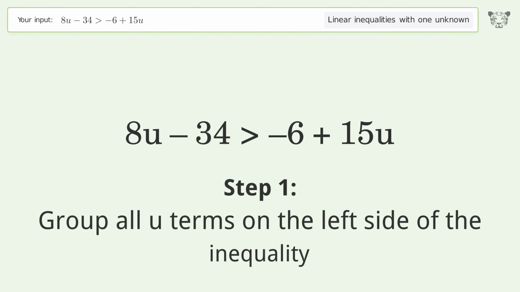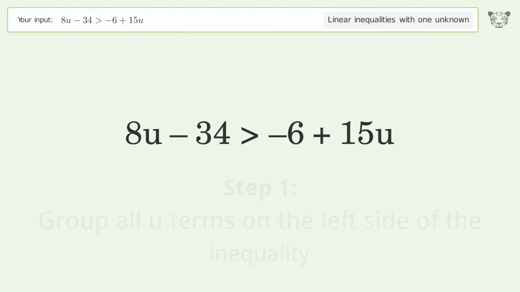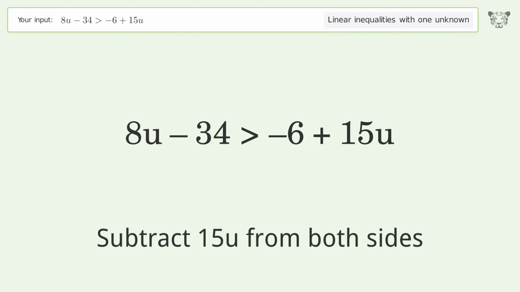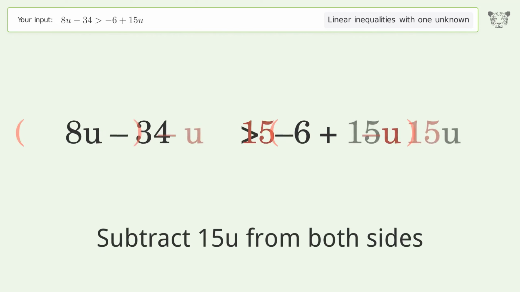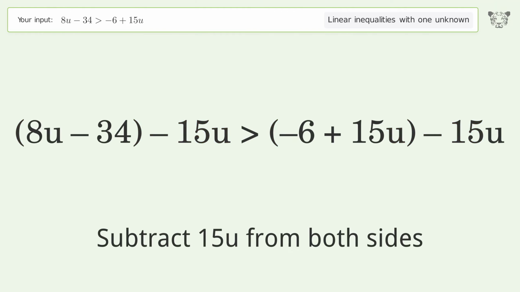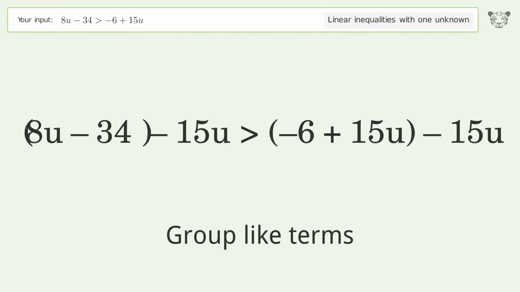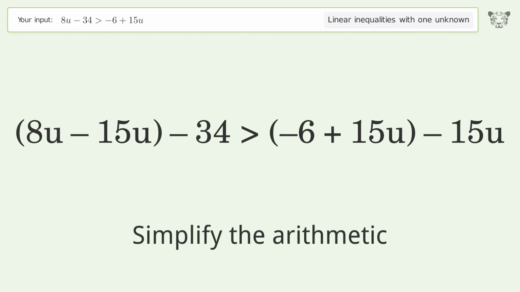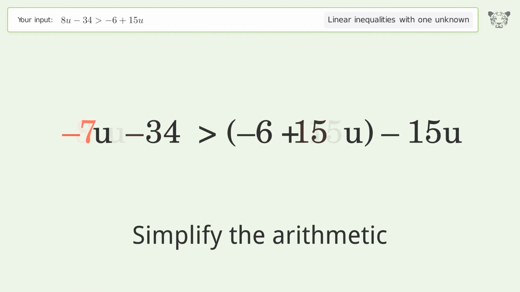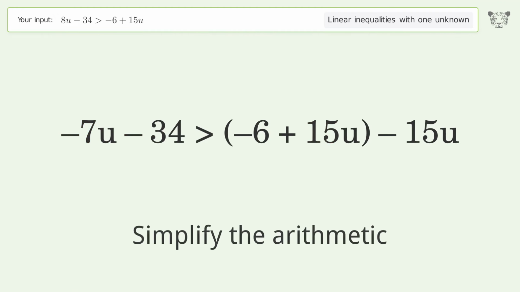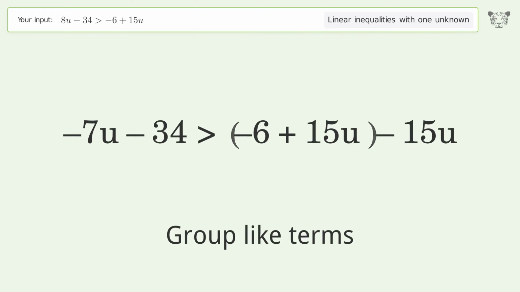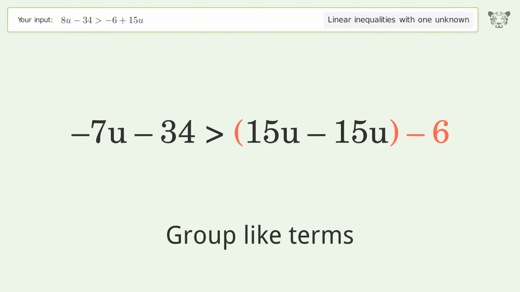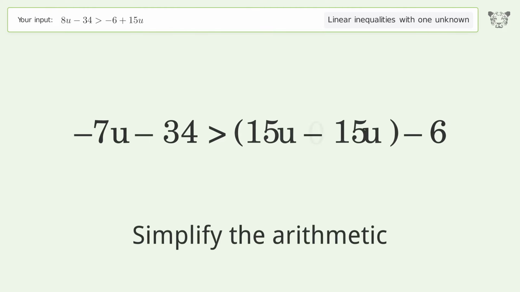Group all u terms on the left side of the inequality. Subtract 15u from both sides. Group like terms. Simplify the arithmetic. Group like terms. Simplify the arithmetic.